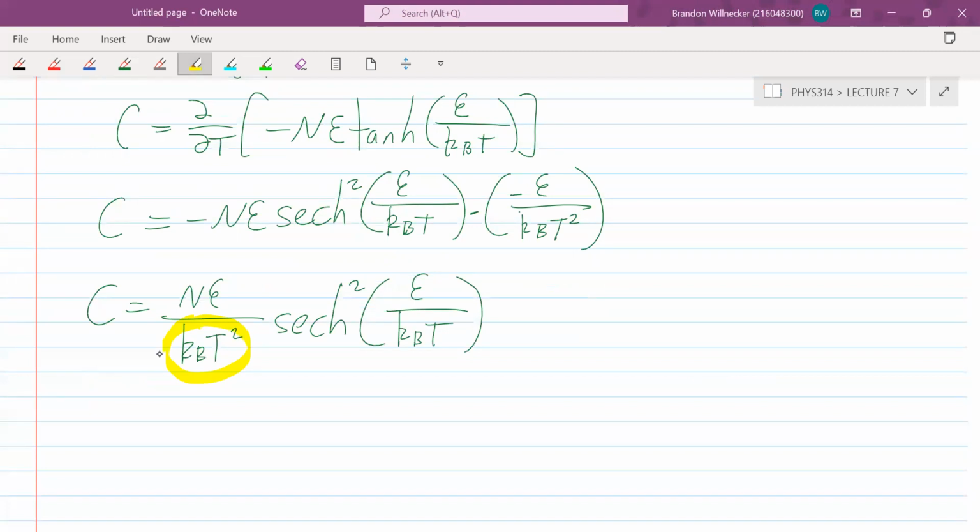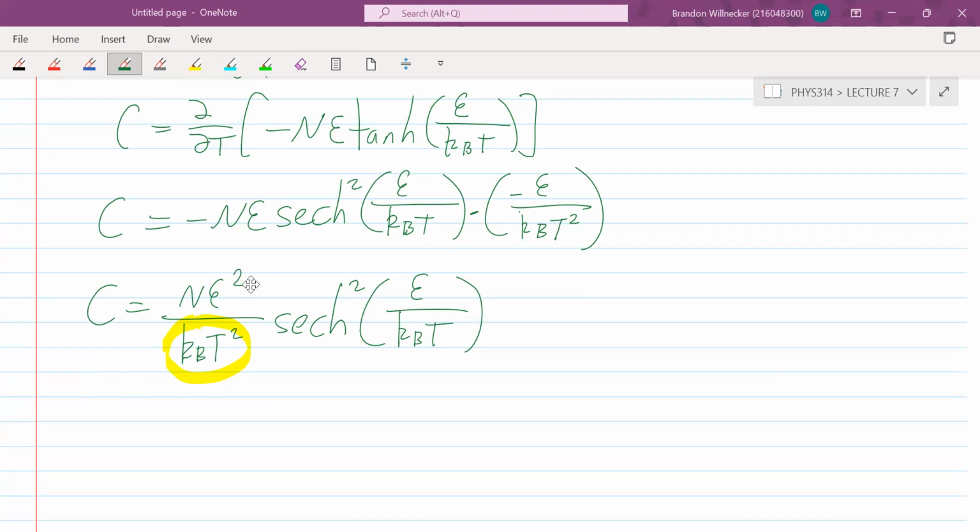Is it supposed to be epsilon squared? Oh, yeah, sorry, epsilon squared, there we go. I think I said it was squared, but I didn't write it down. Okay, no problem. So n epsilon squared over kBT squared. So again, that's fine the way it is, but we want to try to find a unitless form of this. It's just nicer to work with.